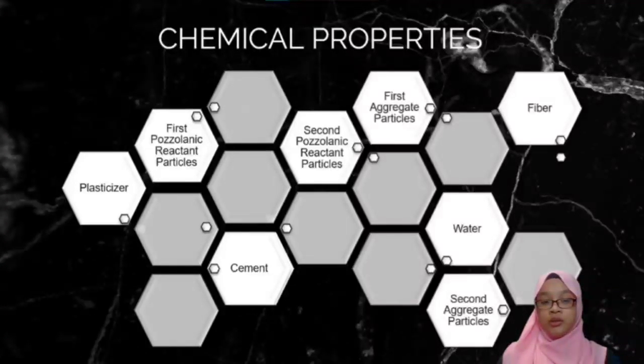Next is water. Water is added to achieve a weight ratio of 10% to 50% of the total weight of the cement and pozzolanic reactant particle. Furthermore, water is added to achieve a weight ratio of water to cement of 20% until 24%.